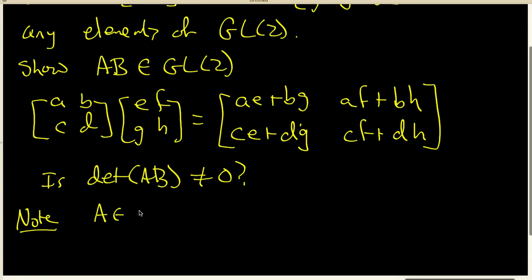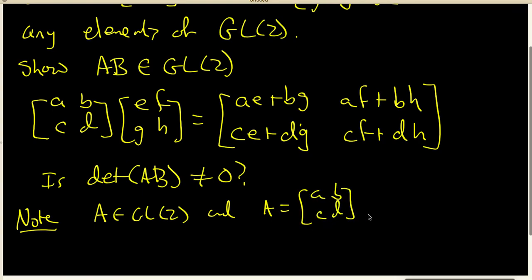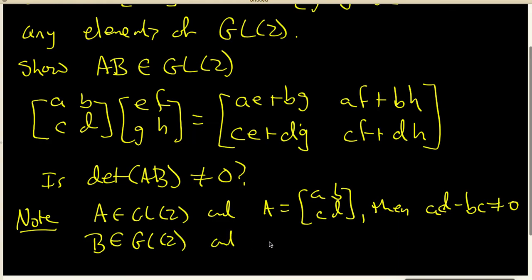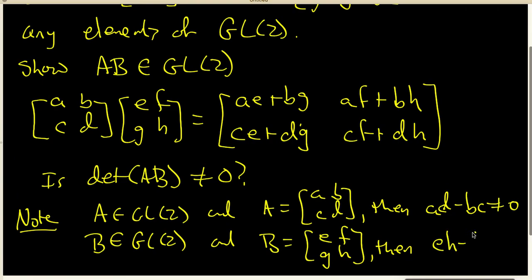If A is in GL2, and A equals this particular matrix, then I do know that AD minus BC is not equal to 0. And likewise, when I say that B is an element of GL2 and I set B equal to EFGH, then what I know is that EH minus FG is also not equal to 0.